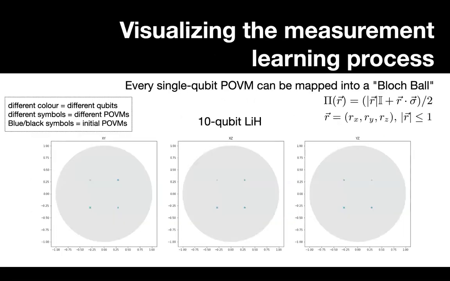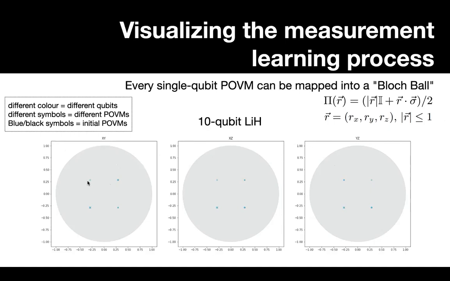This is a visualization of the measurement learning process in time. This is a video that I will start soon. In this visualization, we see a geometric representation of the single-qubit POVM. They can be mapped into something similar to a Bloch Ball. It's not exactly a Bloch Ball, but this parameterization is what is visualized here in the three planes: X, Y, X, Z, and Y, Z.